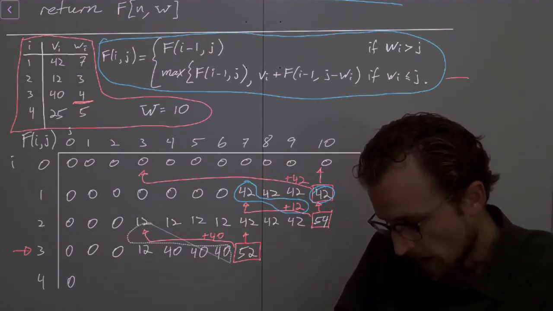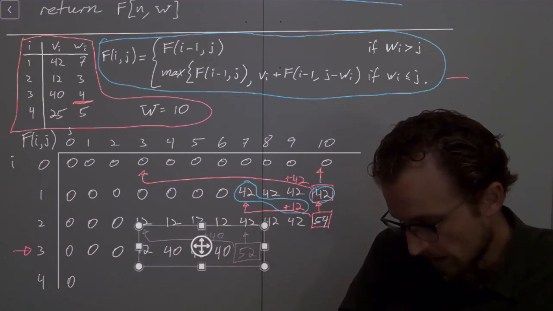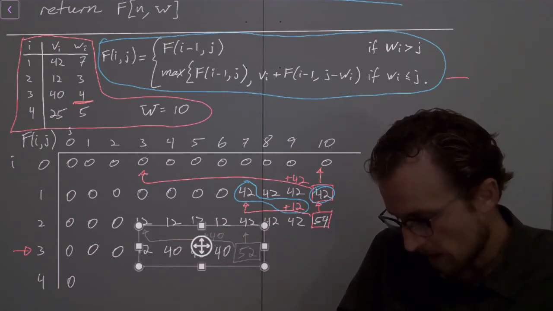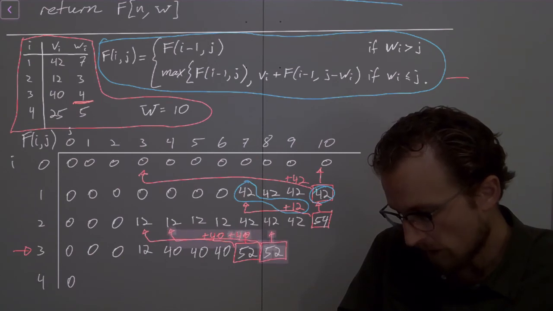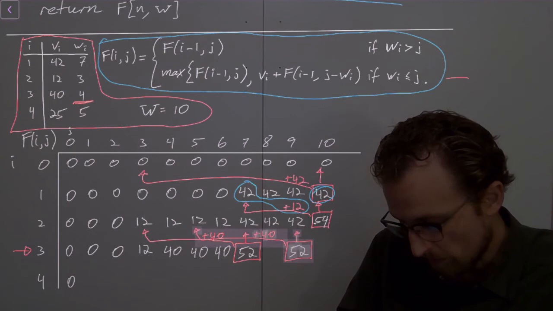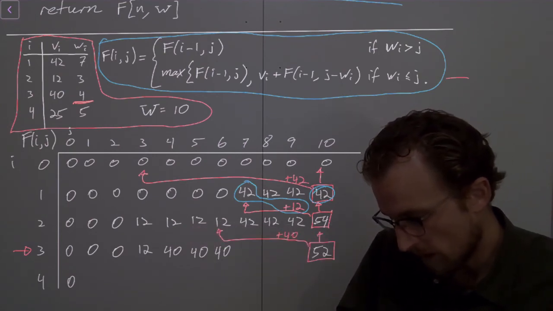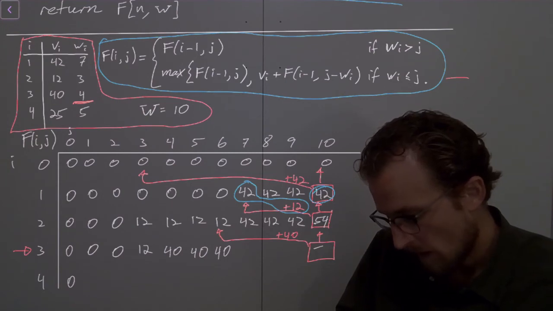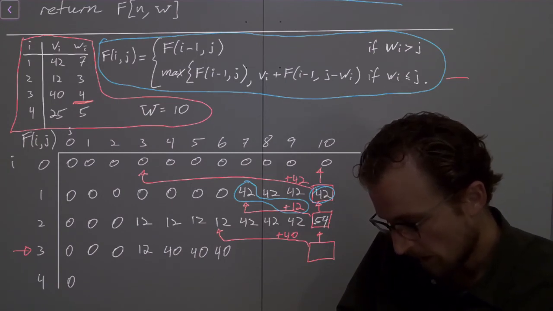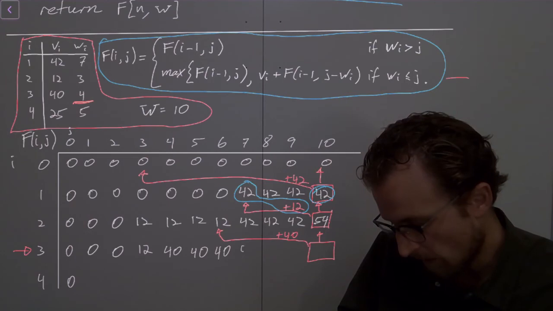We'll just continue this game. So we index this forward, and notice that nothing has changed here. We still have 42 above us and 12 to the left. This is the same, 42 is above us and 12 is to the left. And then this one is different. So once I get here, I'll erase my 52 and I'll copy my 40. Oh, sorry, I'll copy the 52 into all of these.